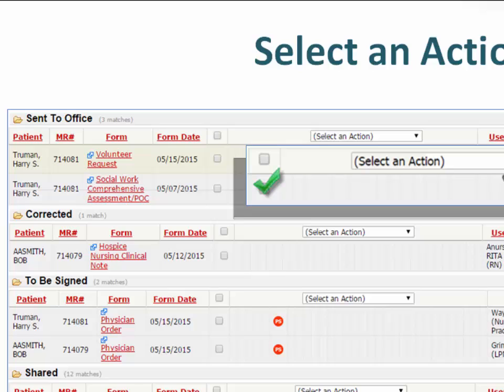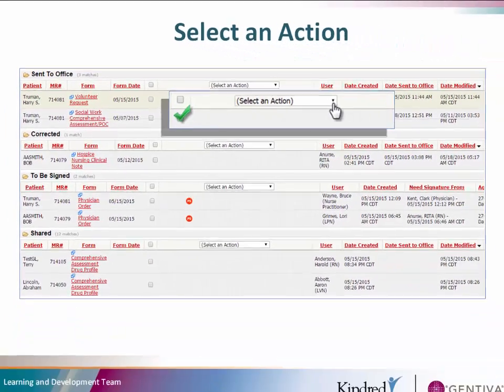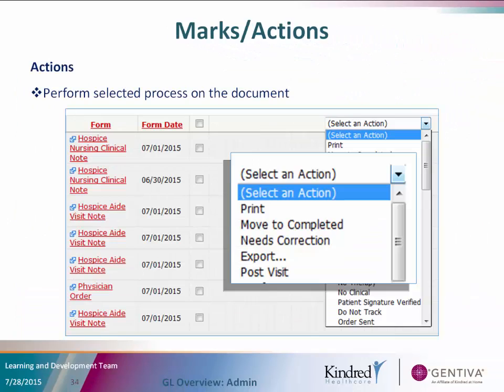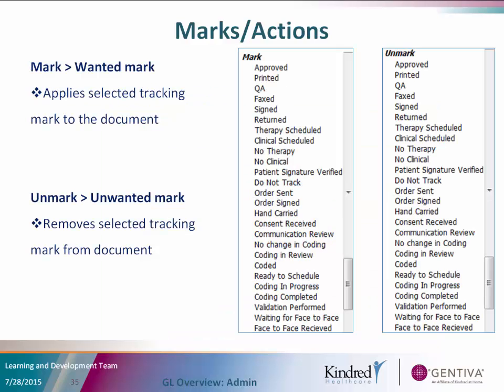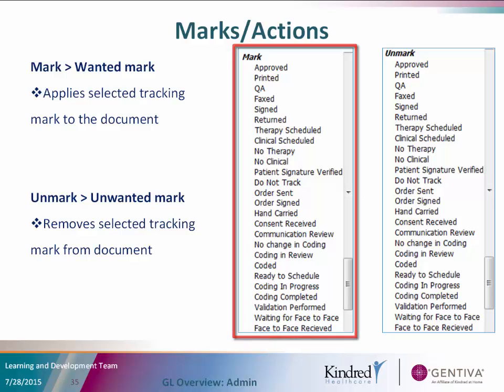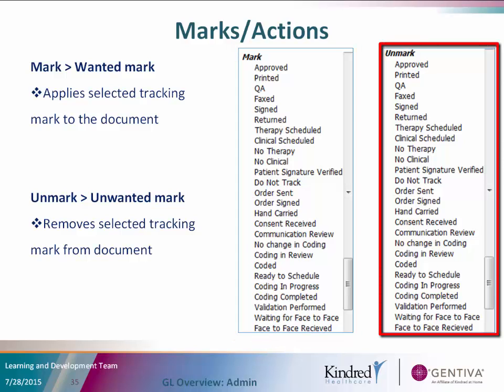To perform an action or manually apply a mark, first select the applicable form from the list. Then click the arrow in the Select an Action field. Actions are listed first in the drop-down menu. In this screen, the actions available that you can perform are Printing, Move to Completed, Needs Corrected, Export, and Post-Visit. Scrolling down the menu, available marks are listed, and below the marks is the Unmarked section, giving you the ability to remove any marks that were applied in error.